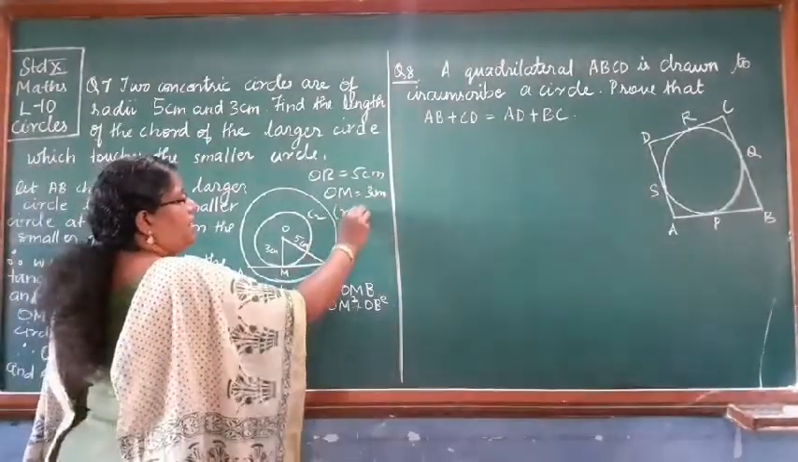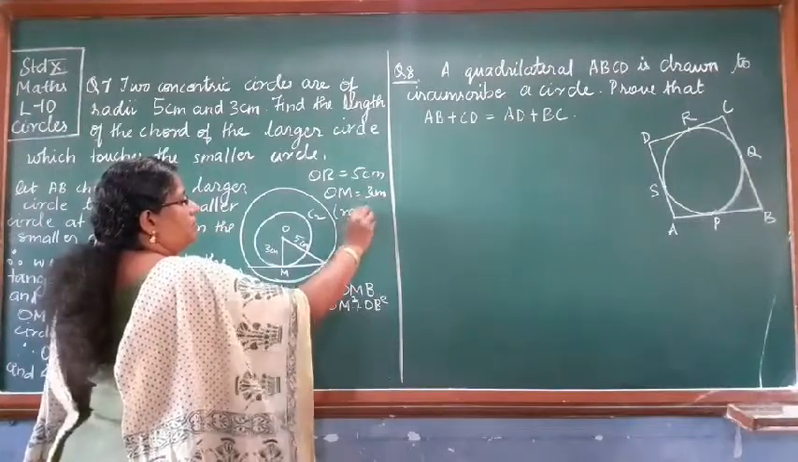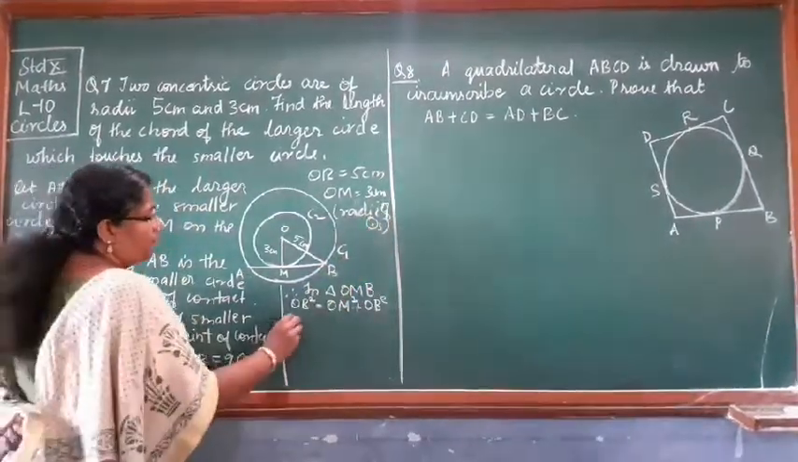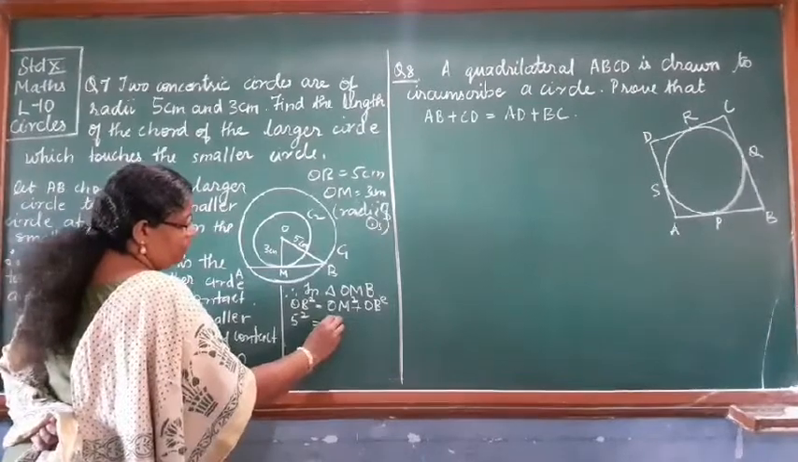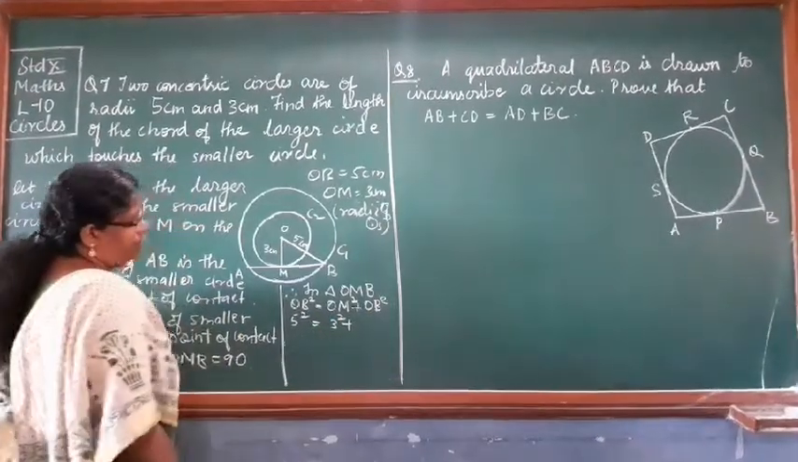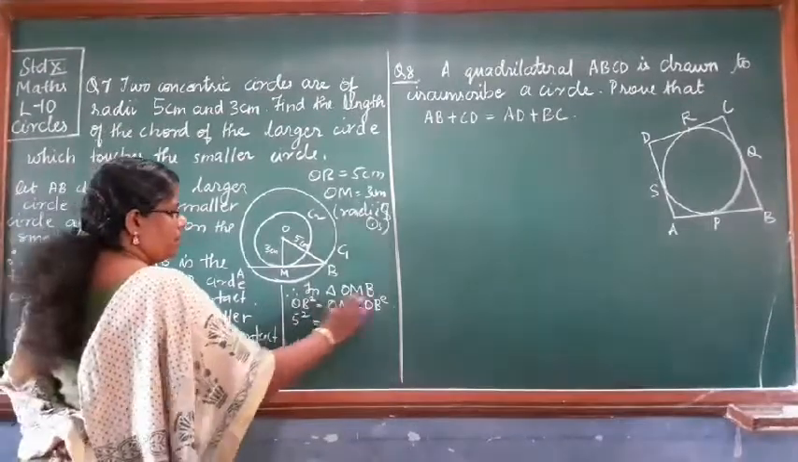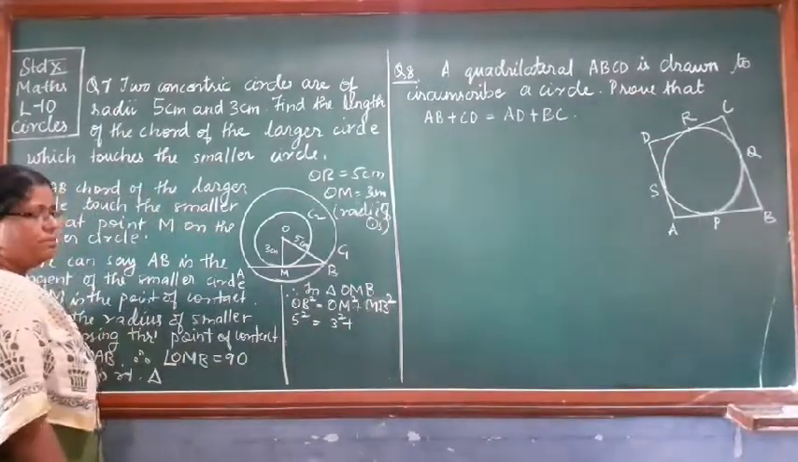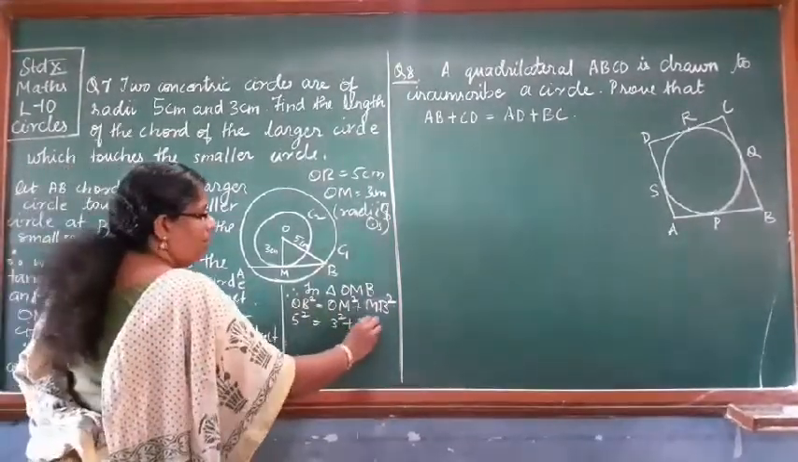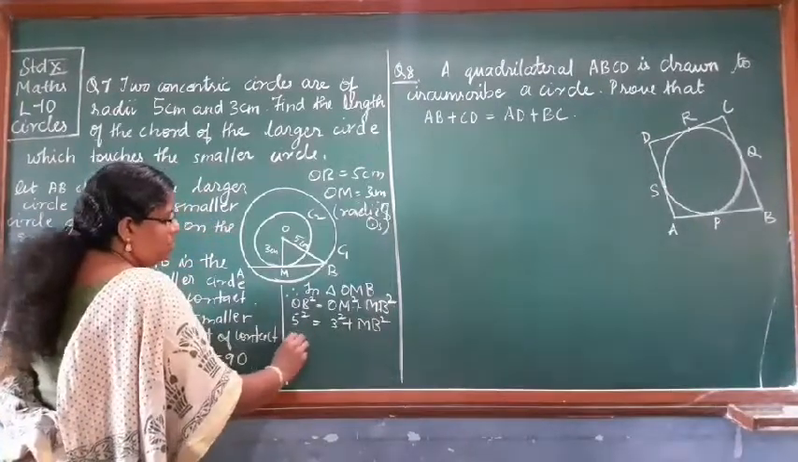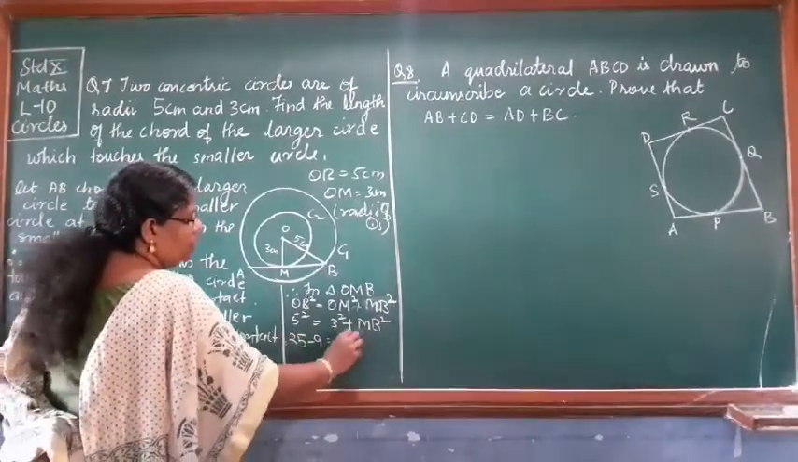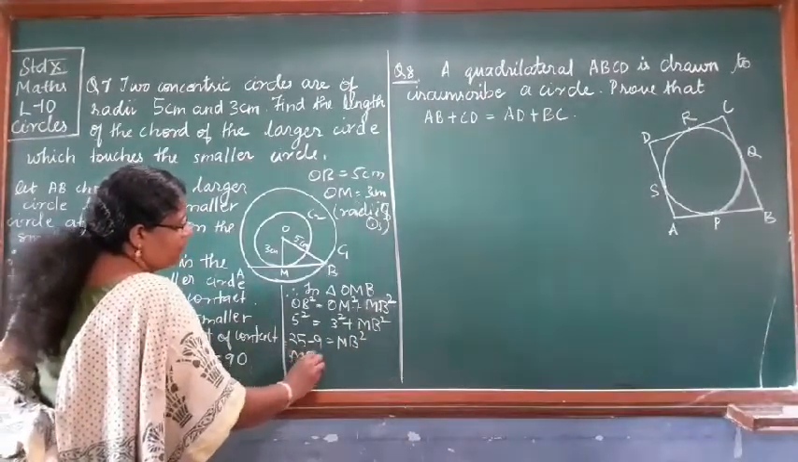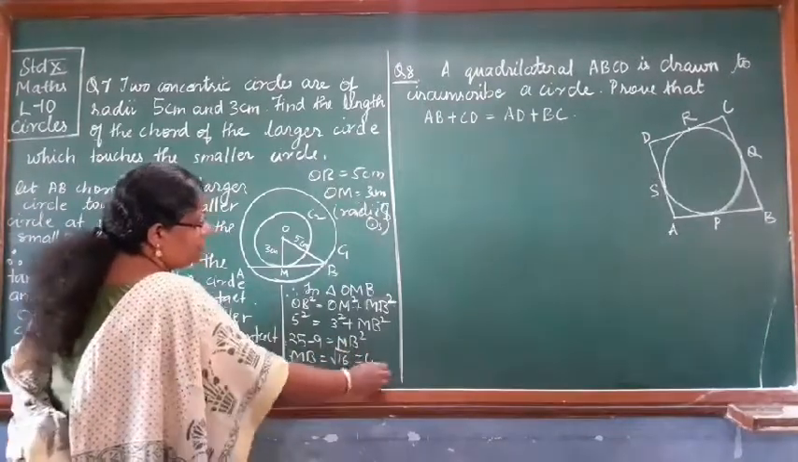Okay, because they are the radii of the circles. ठीक है, OB का हमारे पास है 5 square, OM we know it is 3 square, and I'm sorry, here it should be MB square. Okay, OB square will be equal to OM square plus MB square. ठीक है, और MB हमारे पास नहीं है, so this is 25 minus 9 equal to MB square. So we have 16 as MB square or MB is equal to under root of 16 which is equal to 4.